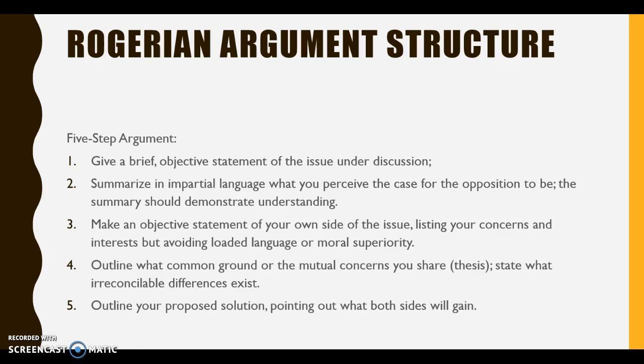The third step then is to make a statement about your own side of the issue. What are your concerns? What are your interests? Why do you believe the way you believe? But one of the things you have to do is avoid loaded language that can be too aggressive. You have to avoid sounding morally superior. Again, you're trying to be as objective as possible so that you can demonstrate that goal of a consensus. Step 4 then is to talk about that common ground. What do both sides of the controversy have in common? What concerns do you share? That is basically your thesis statement. What do the two sides agree on?